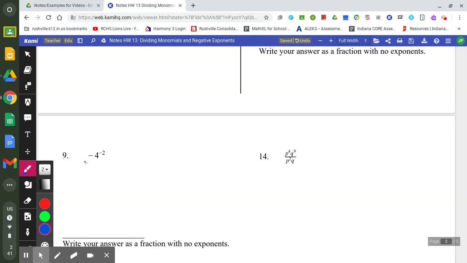So on number 9, again, it's not a fraction, so I'm going to make it a fraction. And I have a base of 4. So it's going to go on the bottom. And then that negative 2 goes with it on the bottom and becomes positive. And then I can't leave the top of the fraction empty. And of course, I have that minus sign that was in front of the 4. So then this means negative 1 over 4 times 4. And that gives us negative 1 over positive 16.